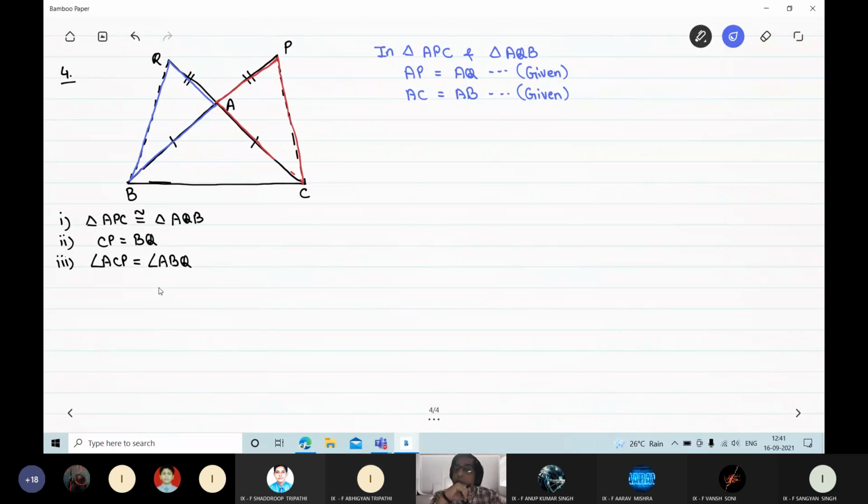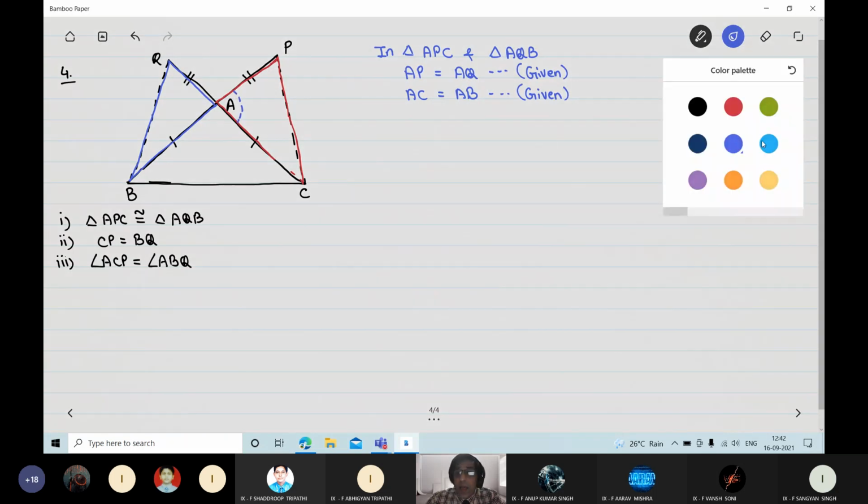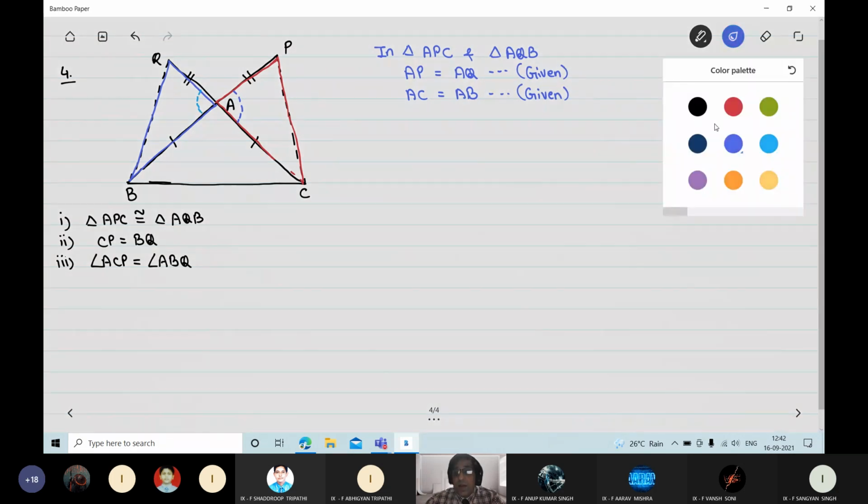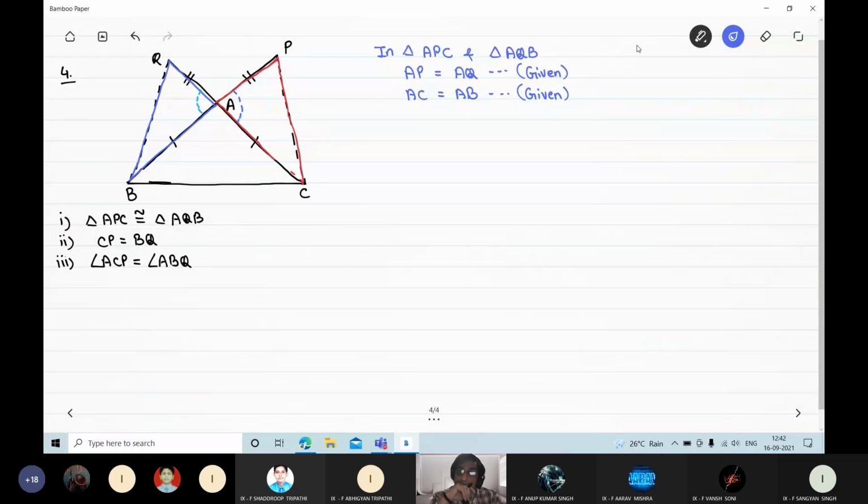No, we haven't proved it congruent yet, so I cannot use CPCT. If we prove the triangles congruent first, only then CPCT will apply. Sir, because A is common? A is not common. Common means the same angle. Here this is angle PAC, and QAB is this other angle. They are not the same angle, they are different angles. So why can I say that they are equal?